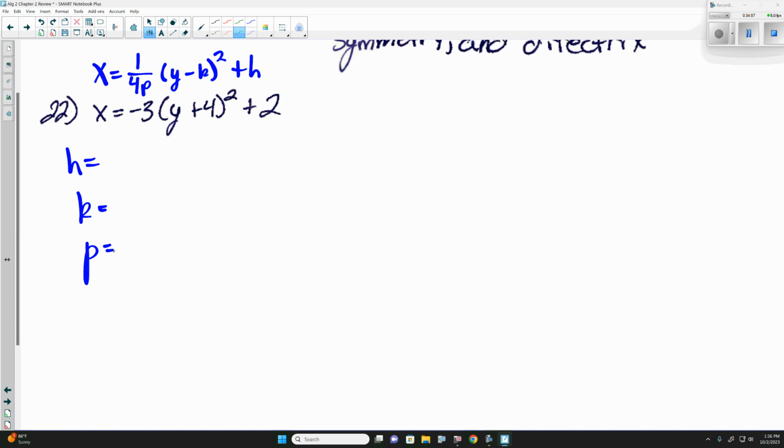Looking at this, what is the value of h? 2. And it would indeed be positive. The value of k would be negative 4. Now we still need to calculate the value of p: 1 over 4 times the term being squared, negative 3, which incidentally would be negative 1/12.